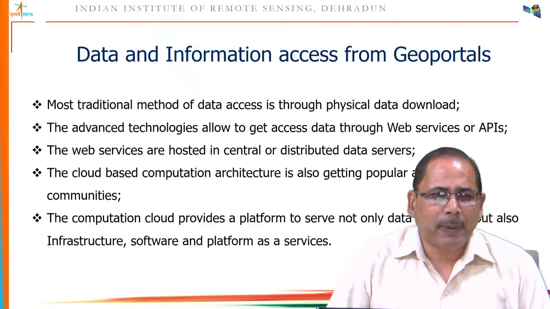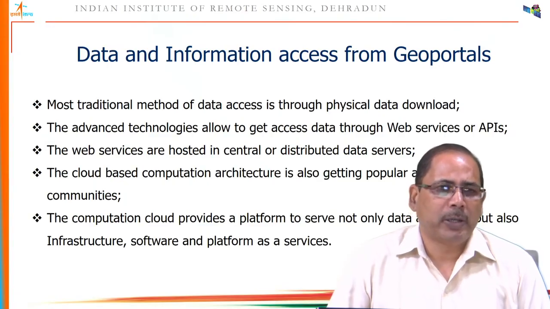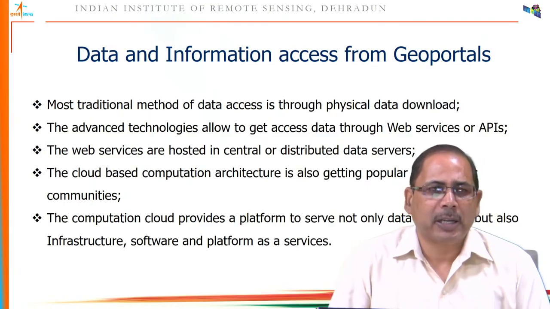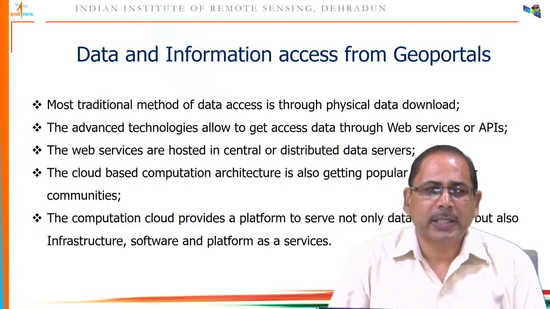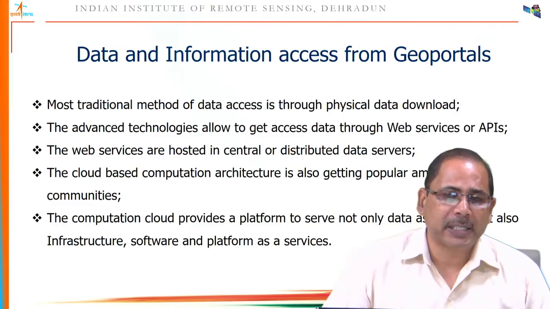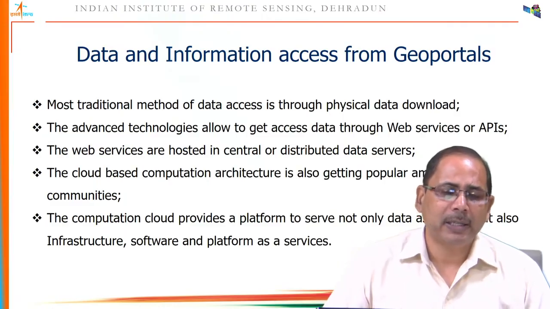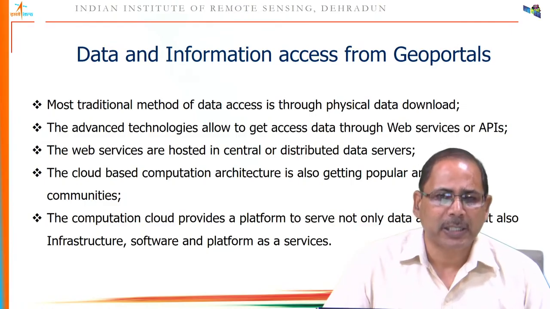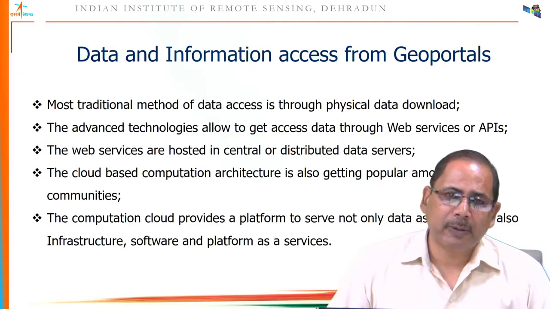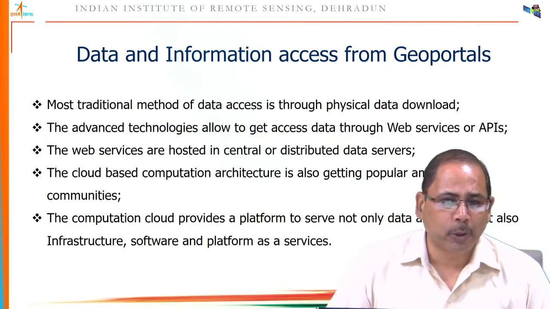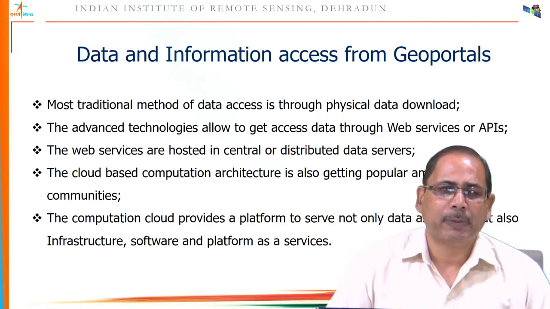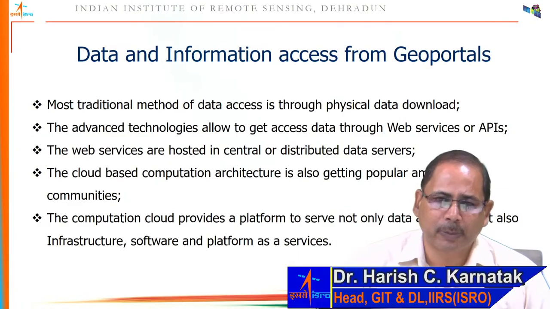When we use these advanced technologies for data access, there are many advantages that we'll be discussing in the coming slides. But at this time you can understand that these two methods, physical data download and API based data access, are very popular and are being used by different professionals in their domain. In remote sensing and GIS, today the data and information services are available in both formats, but slowly we are phasing out the time when only physical data was available.